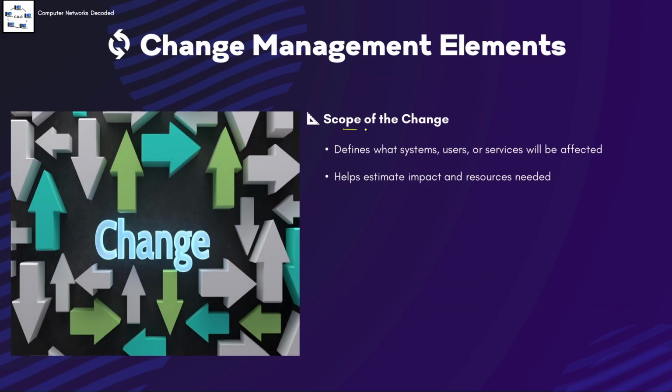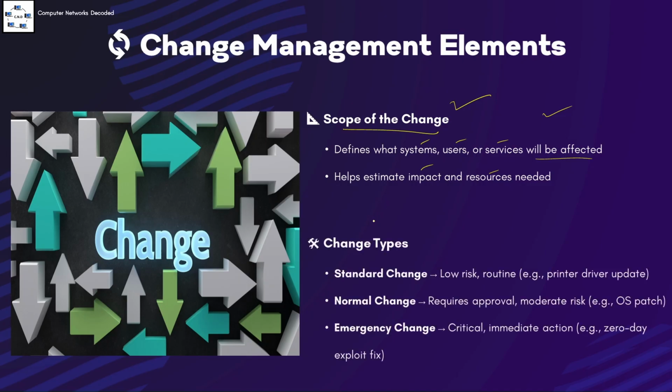So the next element is the scope of the change. This defines what systems, users, or services will be affected by the change. This helps estimate the impact of the change and the resources that are required for it.